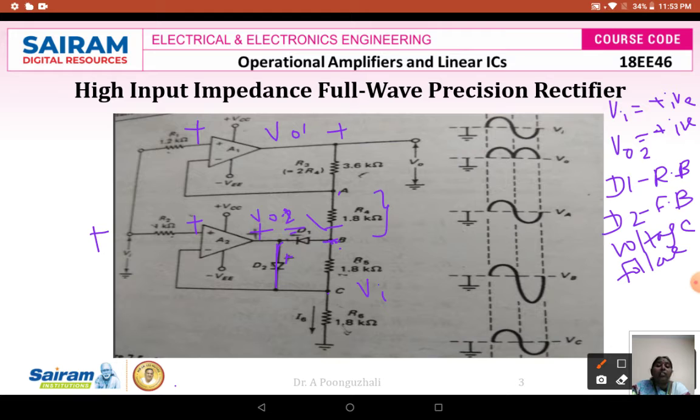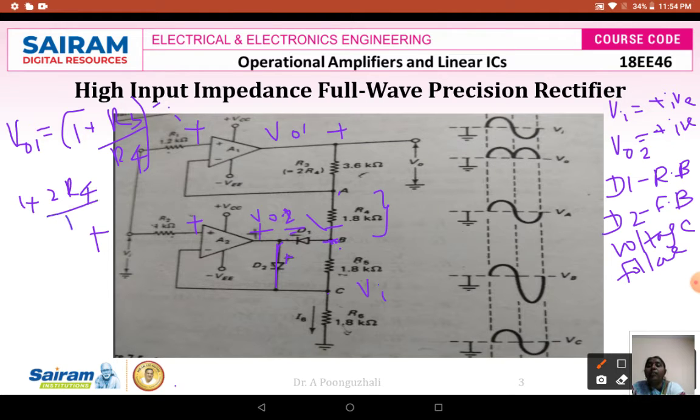So in the non-inverting configuration, my VO1 voltage is going to be 1 plus R3 divided by R4, into VI. So what is R3? It is 2 R4. So 1 plus 2 R4 divided by R4, into VI. So that means that it is 3 VI. The voltage I am going to get here is going to be 3 VI there.